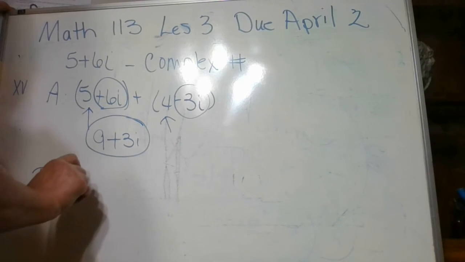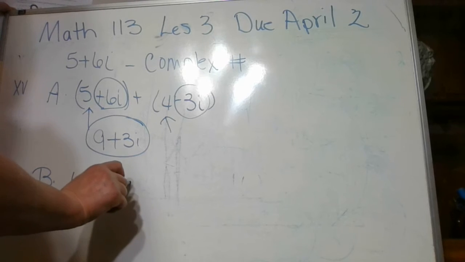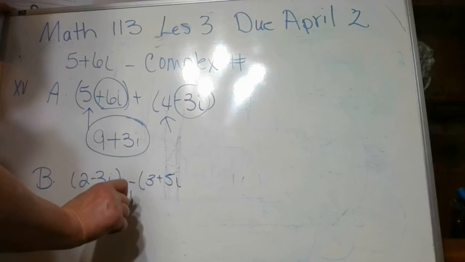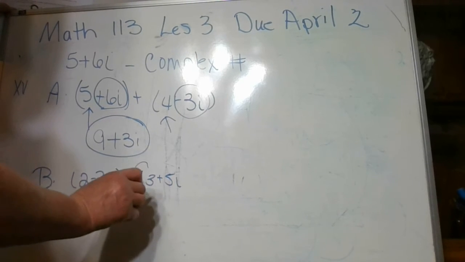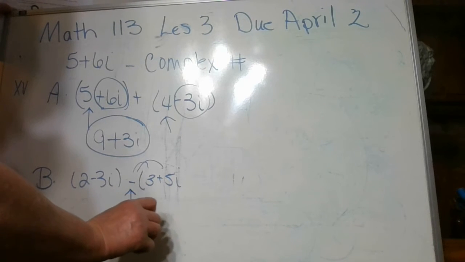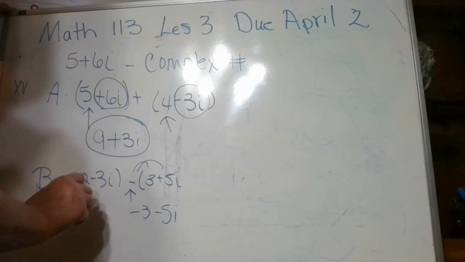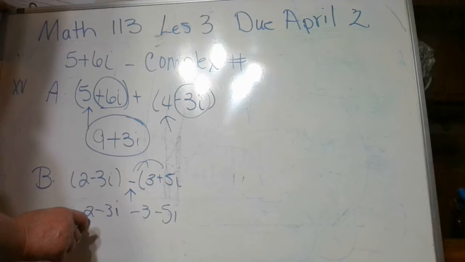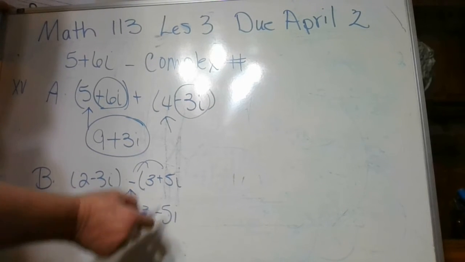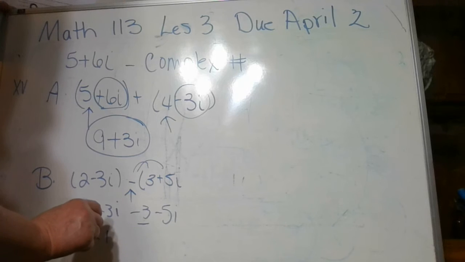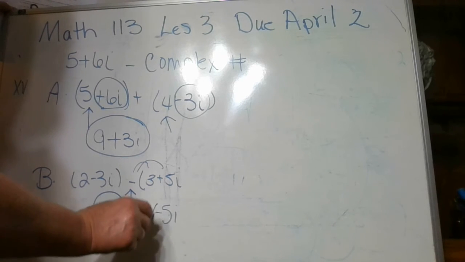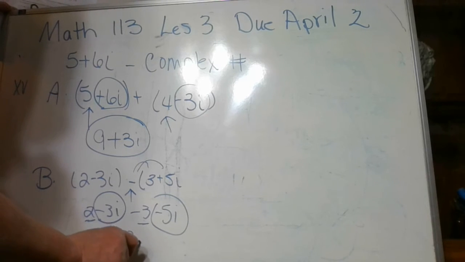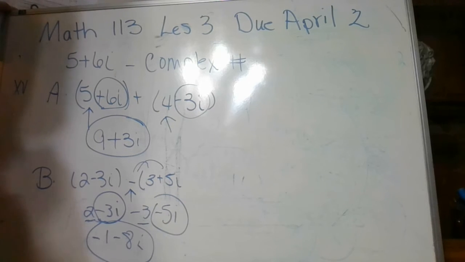On B, it is 2 subtract 3i, subtract 3 plus 5i. Notice this is a negative sign, so I'm going to distribute it here, and it's going to make a negative 3 and a negative 5i. Bring this down like it is, 2 subtract 3i. Now, real number here, real number here. 2 subtract 3 is -1. Imaginary number, imaginary number. -3 plus a -5 would be a -8i. And that, my friend, would be your answer.